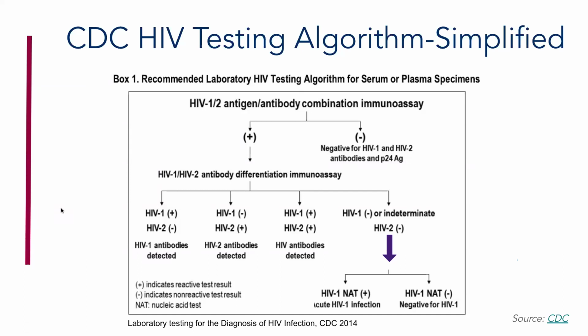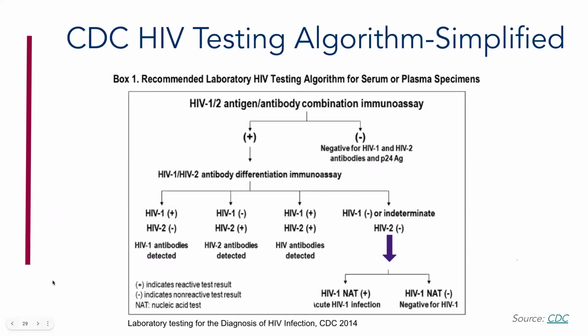So then typically the next test that's done is the antibody differentiation test. So you're trying to figure out, okay, was my antigen antibody test positive because my antibody is positive? And so you run this antibody differentiation test, which looks for both HIV-1 and HIV-2 antibodies. And you can either have one positive, or you can have two positive, or in very rare circumstances, and this would be much more common in other countries than in the US, you could have 1 and 2 positive.